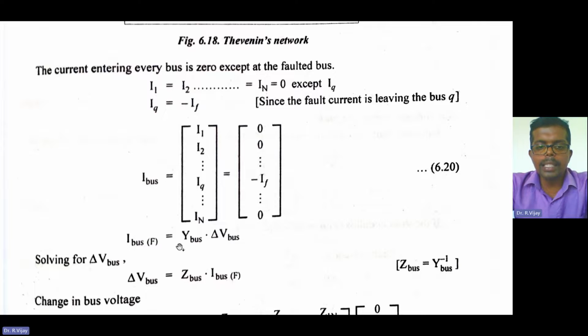The change in the bus voltage del V bus is equal to Z bus into I bus. So how does Z bus come? It is nothing but Y inverse. If you take del V bus outside, Y bus will come downwards, that is 1 by Y bus, and 1 by Y bus is equal to Z bus. So either way, Z bus into I bus. Z bus is equal to Y bus inverse.